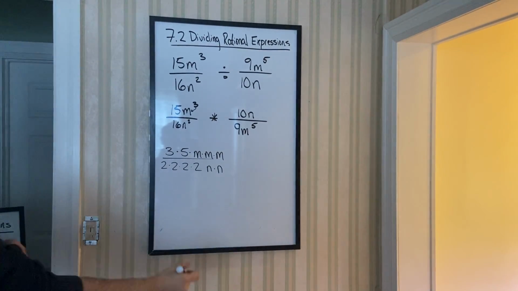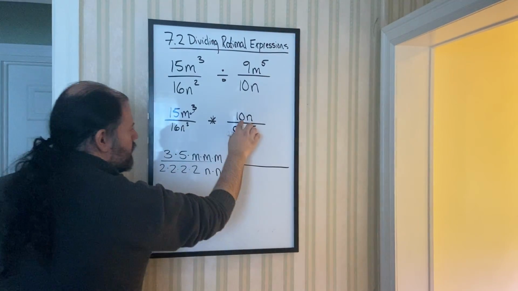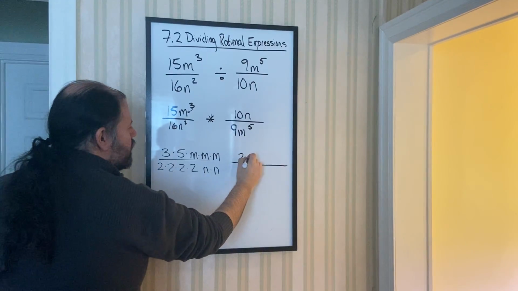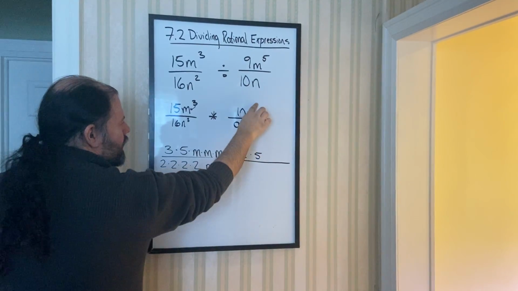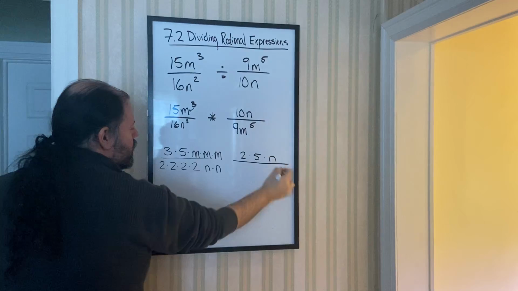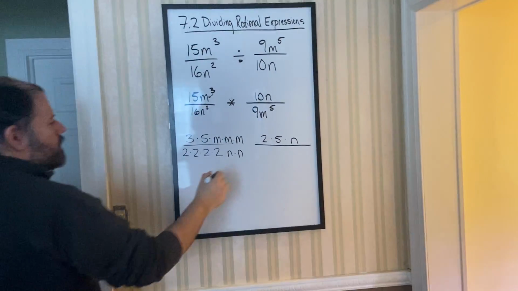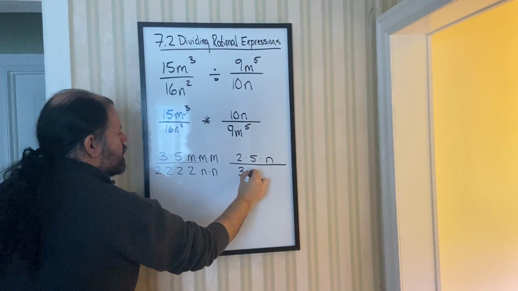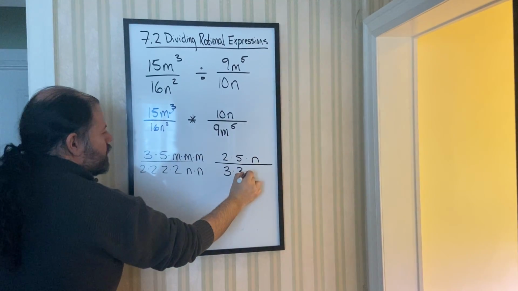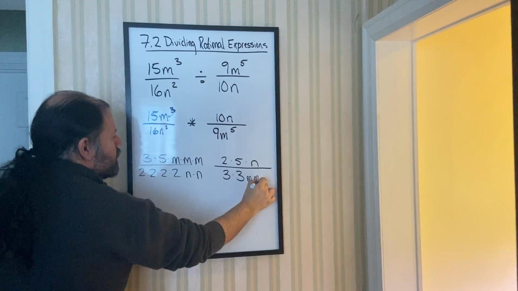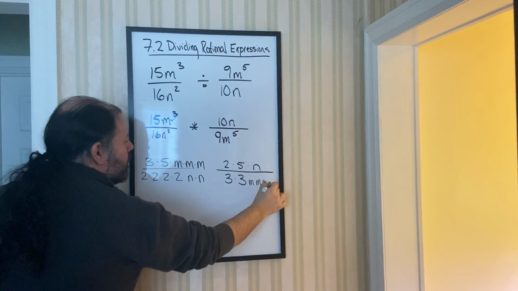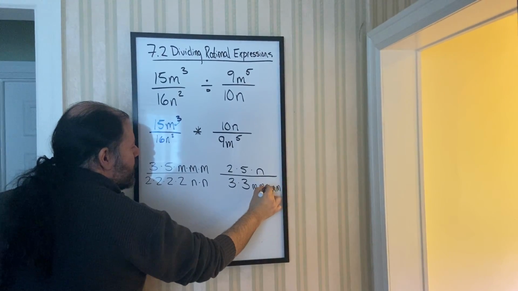Third corner, 10, you can break down as 2 times 5. And then since this does not have an exponent, it's understood that there's only one n. And then break down 9, we know it's 3 and 3. And then n to the fifth, 1, 2, 3, 4, 5, and they're all multiplied.